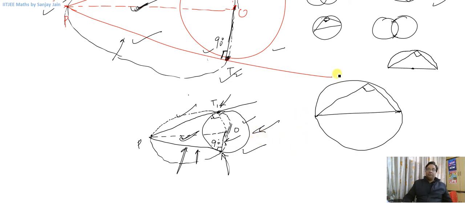So I have used these two properties to prove that there can be only two tangents drawn from an external point to a circle. Okay.